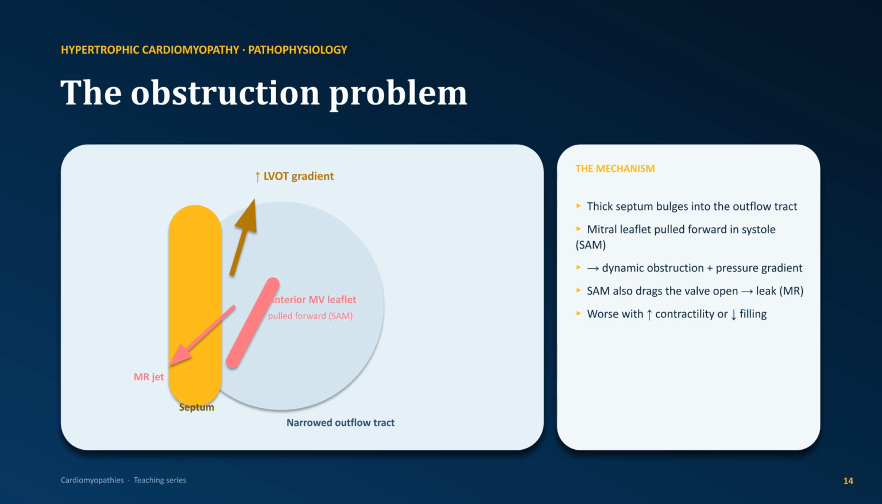In hypertrophic cardiomyopathy, the thickened septum can obstruct the outflow tract. During contraction, the mitral valve can be pulled into the path of blood flow, worsening the obstruction and causing mitral regurgitation.